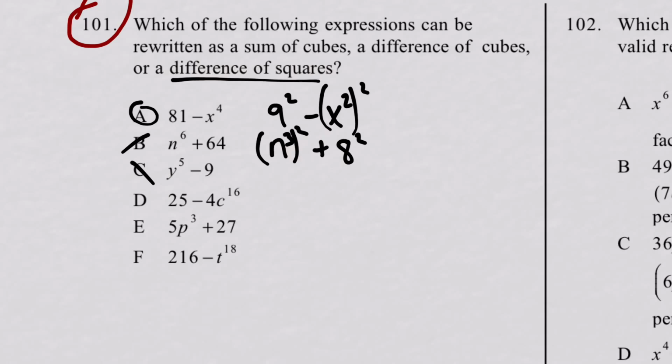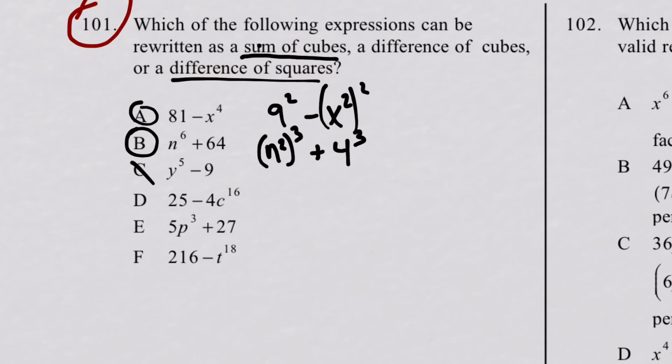You know what? Let's go back to B. I just noticed something on B. It is not a difference of squares, but maybe we could write it as a sum of cubes. Because I'm noticing something here. It doesn't work as a difference of squares, right? We know that. But n to the sixth, we can write it as n squared cubed. So that's a perfect cube. And 64 is 4 cubed. So that's a cube plus a cube. So this is a sum of cubes. So B actually does match the categories.